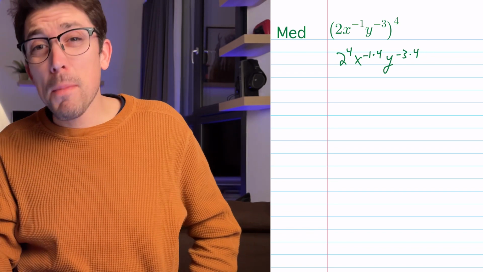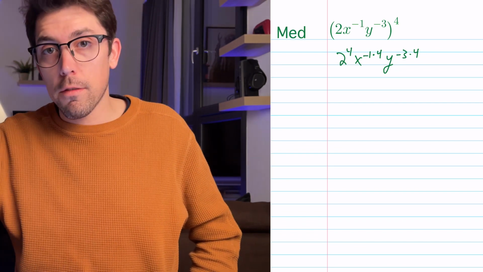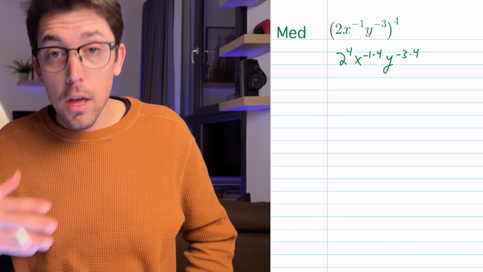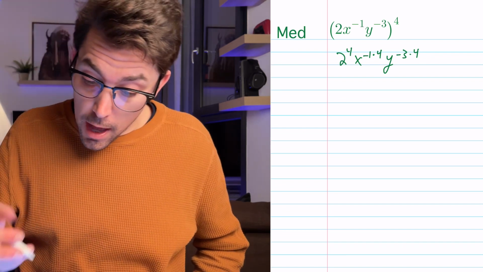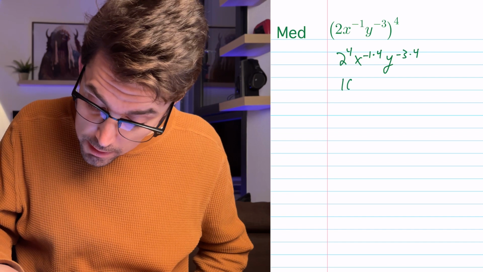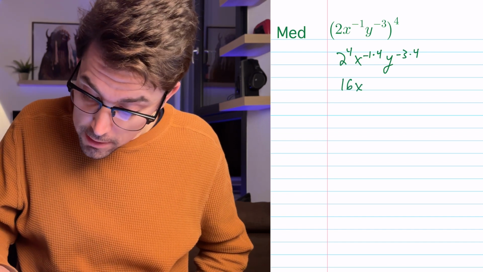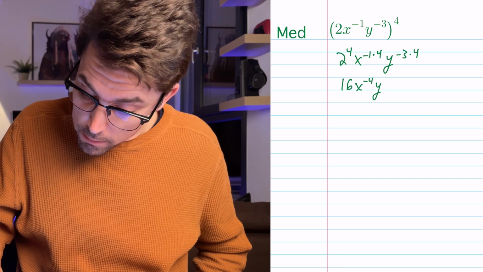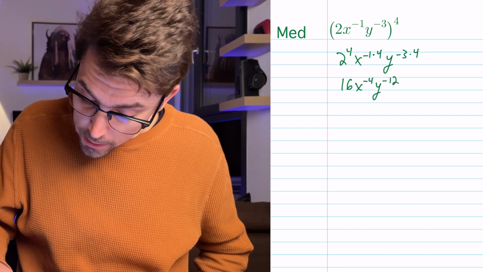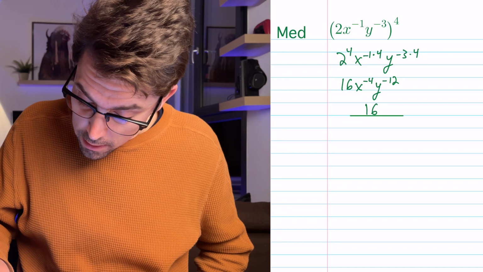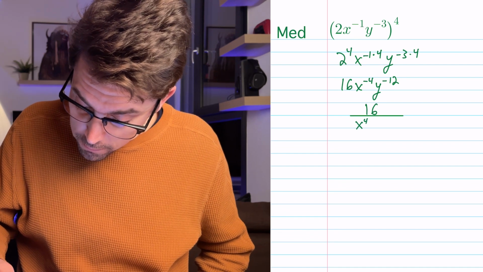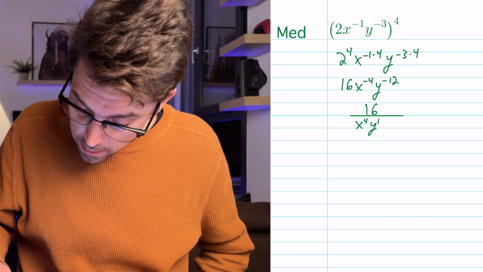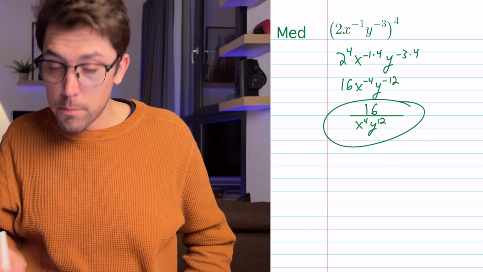So again, it's the same exact property, but I'm applying it to 3 different terms: my 2, my x to the negative 1, and my y to the negative 3. So now all I have to do is simplify. I have 2 to the power of 4, that's going to give me 16. I'm going to have x to the negative 1 times 4, that's going to be negative 4. Y to the negative 3 times 4, that's going to be negative 12. So that's going to give me 16 all over x to the 4th, y to the 12th. And there you go, just like that.